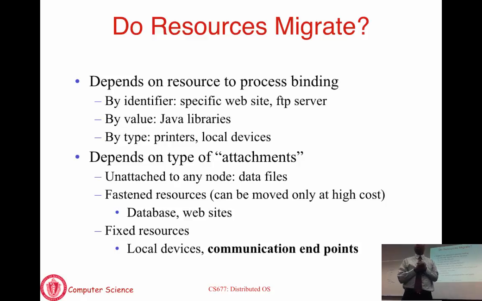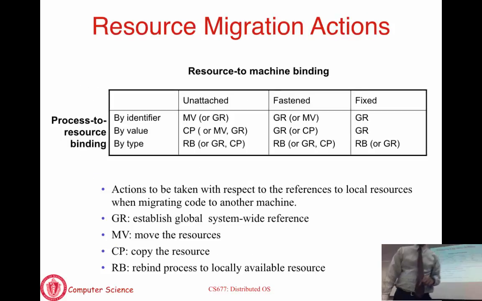Okay, so those are the kinds of resources. Now let's ask the question: what options do we have if a process that's accessing any of those resources moves from machine A to machine B? I'm going to show you some options. So here are options that are available to us. There are 4 options.